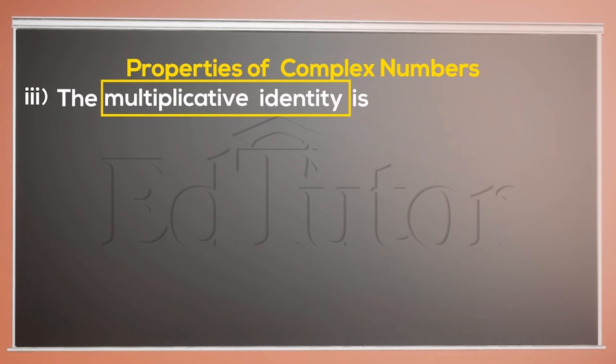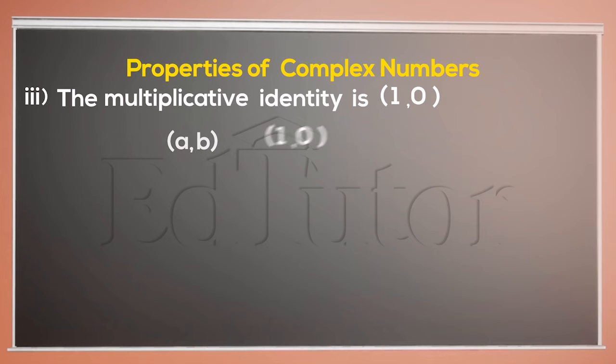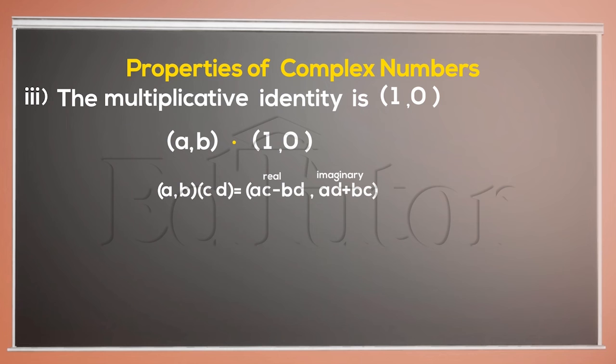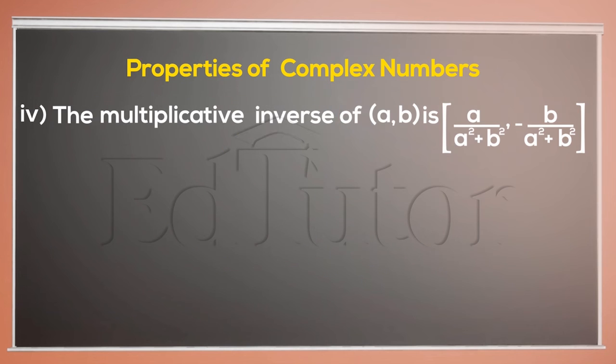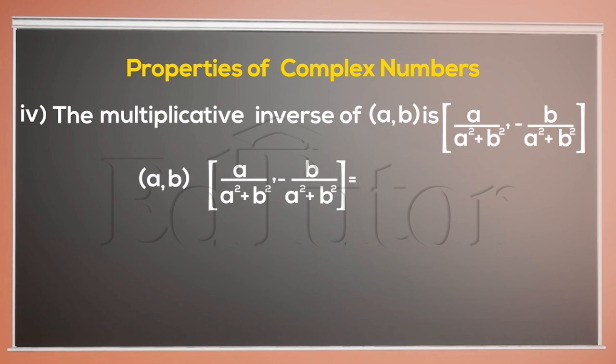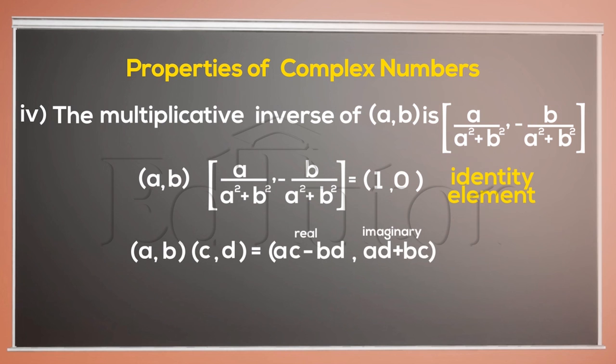Up next, the multiplicative identity. It's 1, 0, because that gets us the same coordinates back after multiplication. Use the product formula and obtain this long expression. And you will find that it comes down to just a, b. And finally, the multiplicative inverse. Any ordered pair that's not 0, 0 has a multiplicative inverse. It looks long, but if you multiply, you get 1, 0, the identity element. Test this out on your own using the product formula.